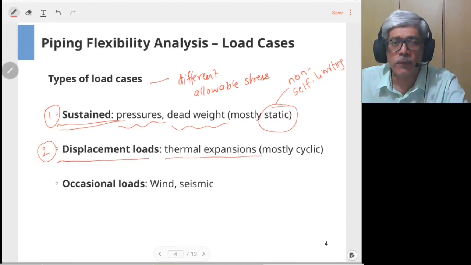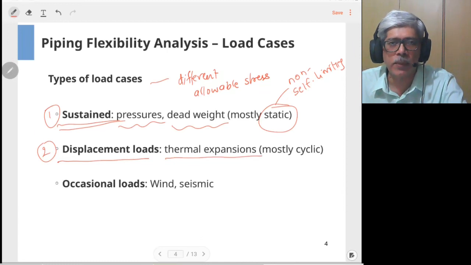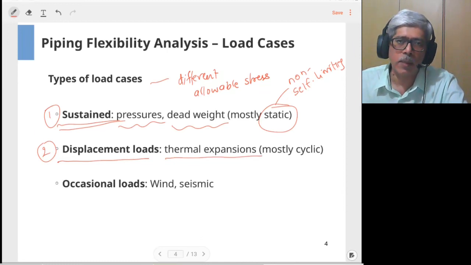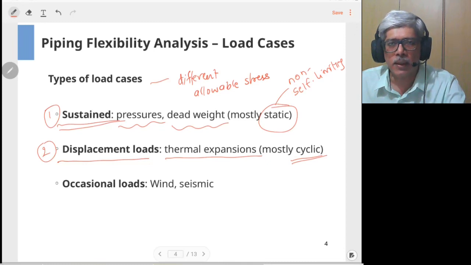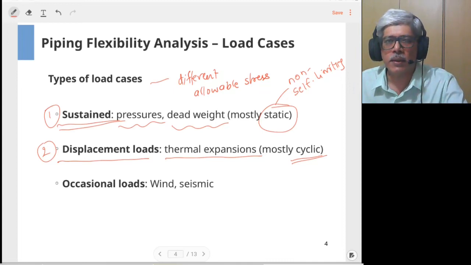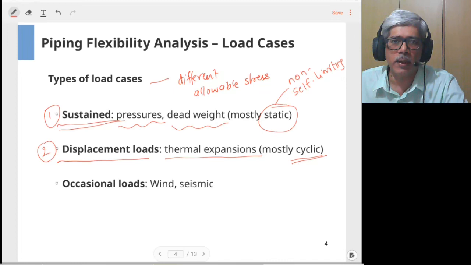Typically, the major part would be from thermal expansion. So thermal expansion of the pipe itself, or the thermal expansion of the equipment to which they are attached. So each of these are the displacement type of loads. They are mostly cyclic because the equipment during the process may get heated up sometimes, it may get cooler at some other times, and these process cycles may be repeated over the life of the equipment. So unlike the static loads for the sustained case, these are cyclic loading.